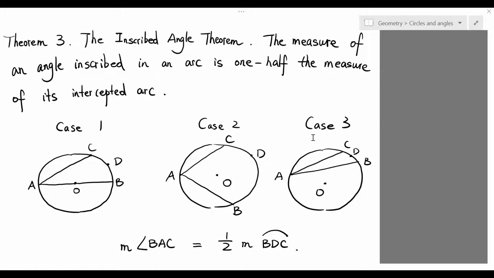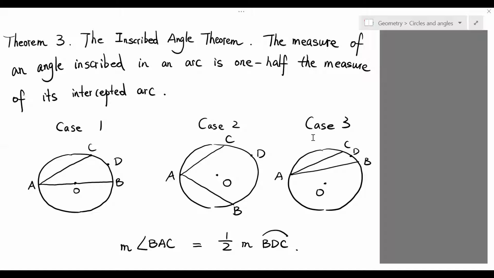We're going to look at 3 different cases for the way in which the angle could be inscribed on a circle. Namely, we would have the following 3 cases. In the first case, the center of the circle O is on one of the edges of the angle. In the second case, the center of the circle is in the interior of the inscribed angle. And lastly, in the third case, the center of the circle is in the exterior of the angle.